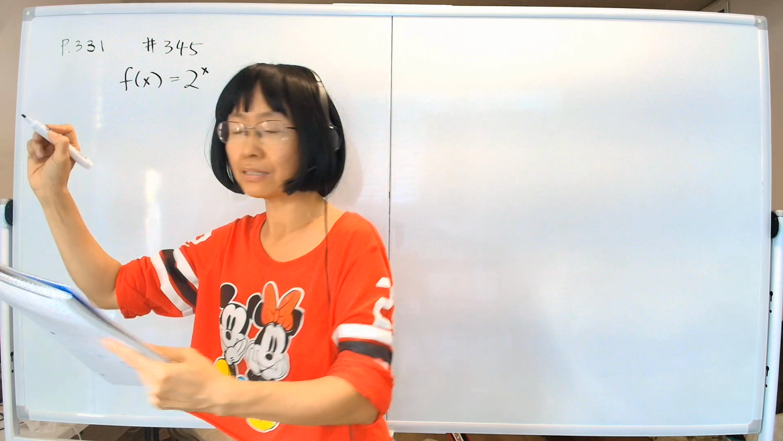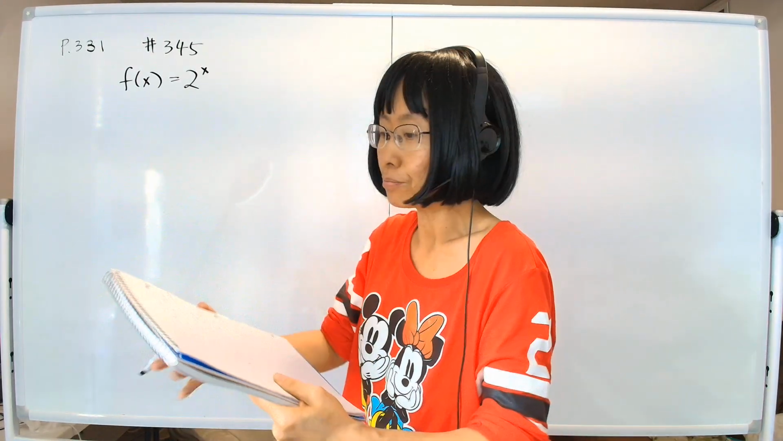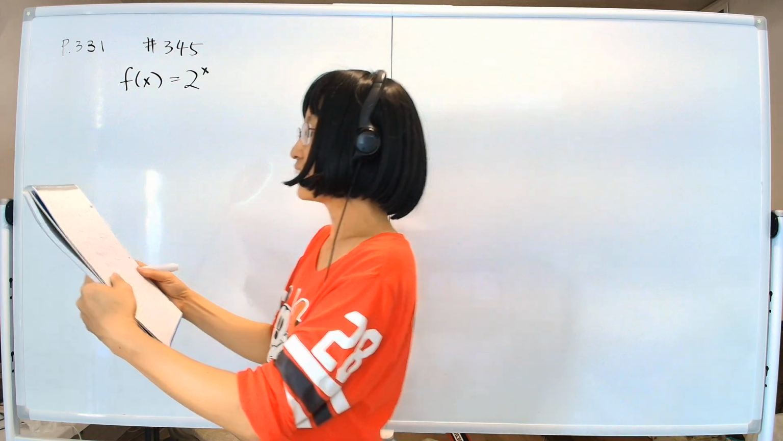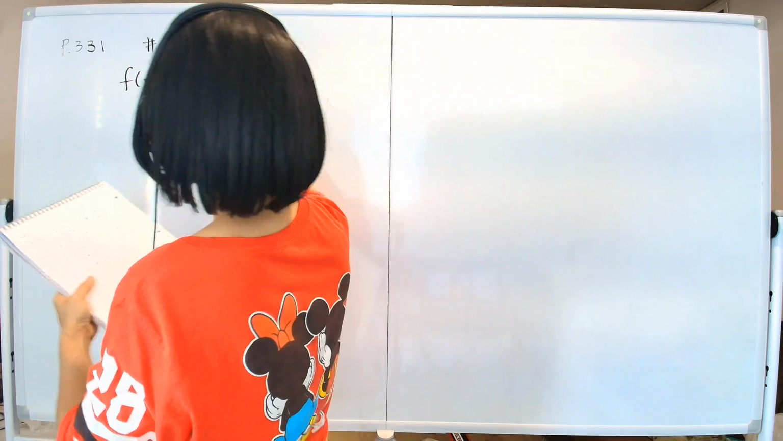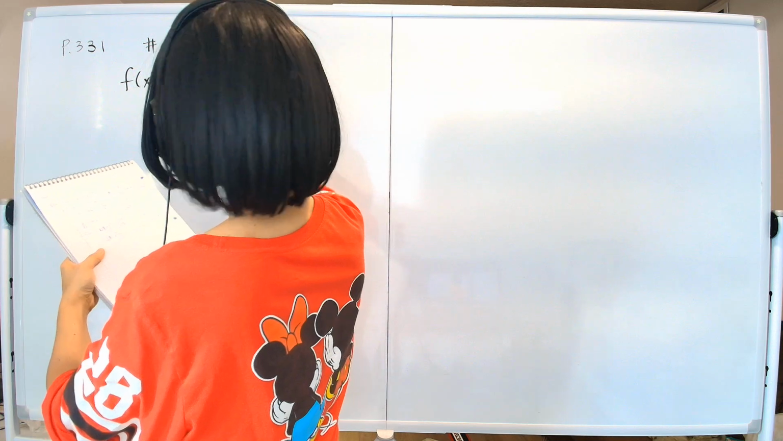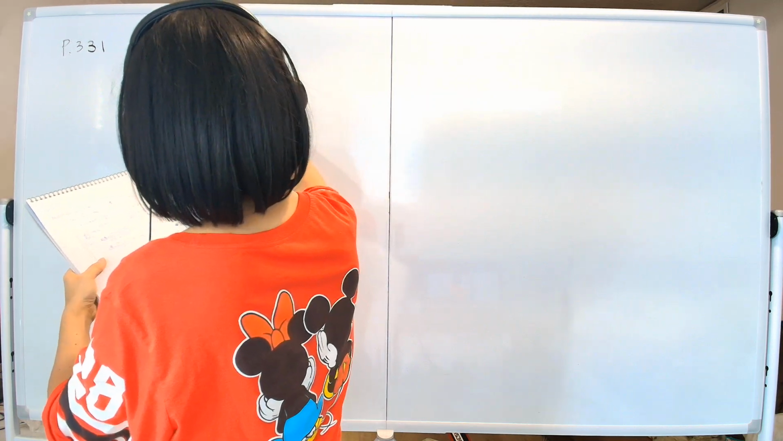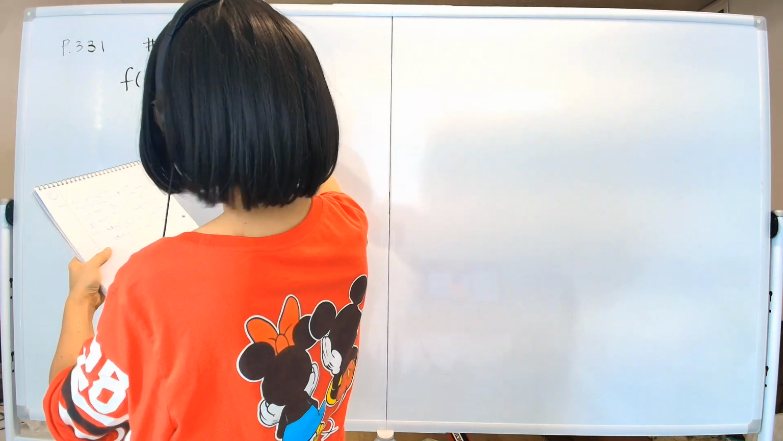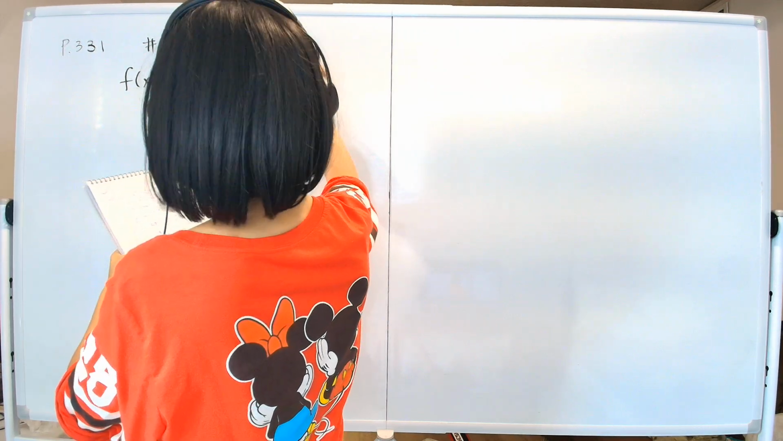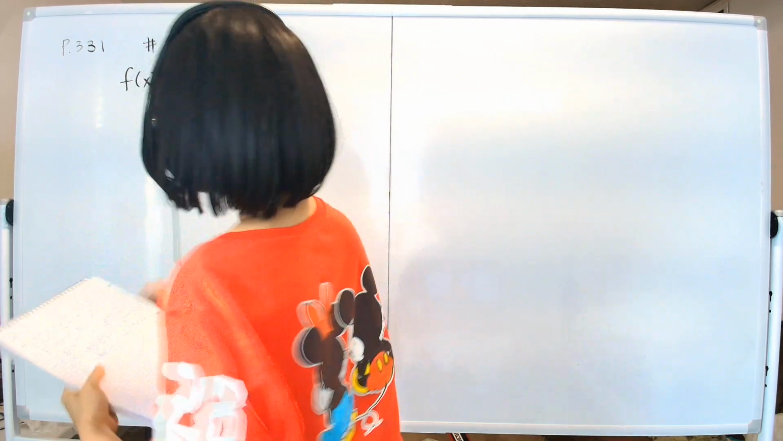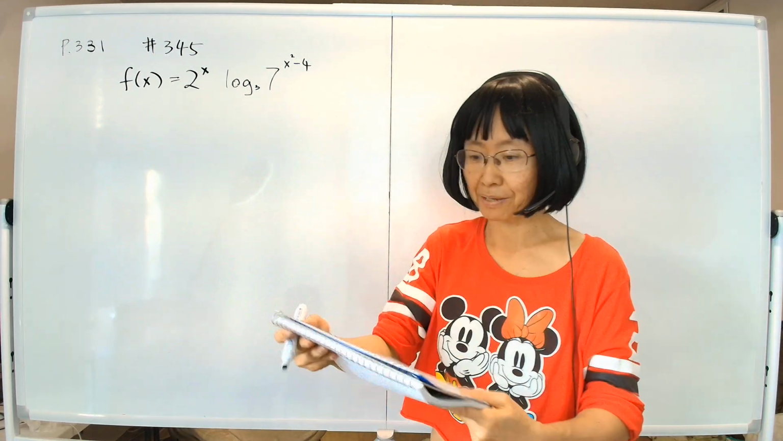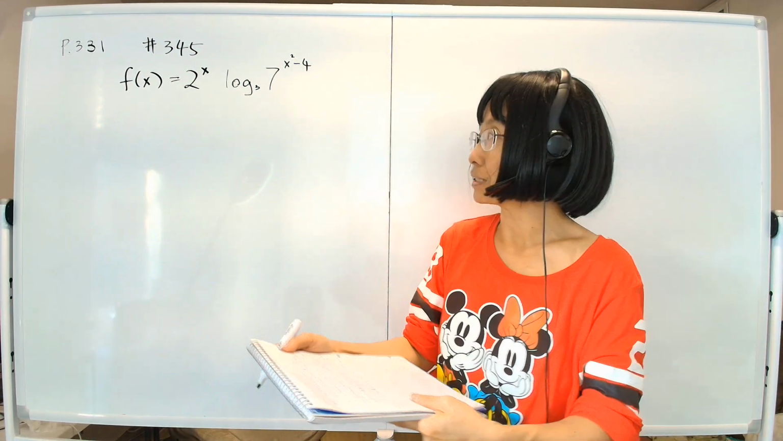And as always, if you did this problem and didn't have any trouble, you don't need to watch me do this. There is no special trick to this, and you can just move on to the next section. So anyway, we have 2 to the power x times log base 3 of 7 to the power x squared minus 4. There are just some details, but the idea is the same.